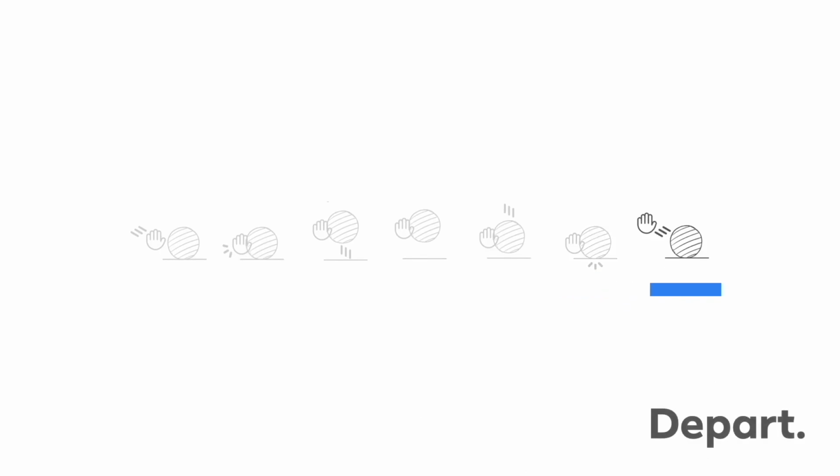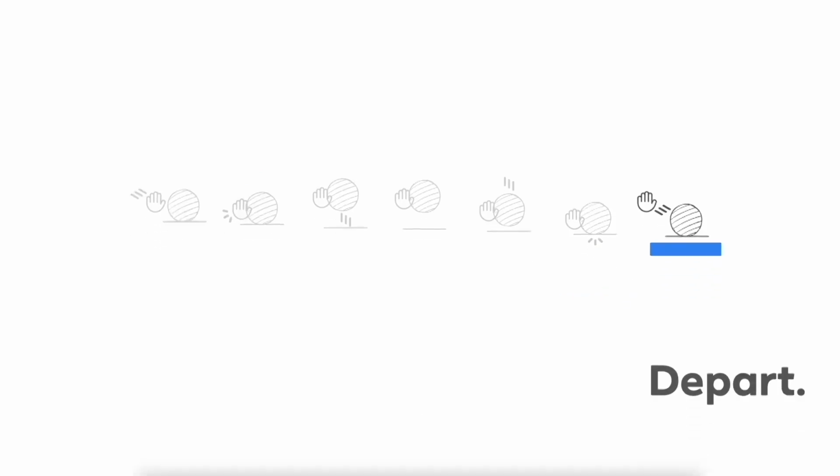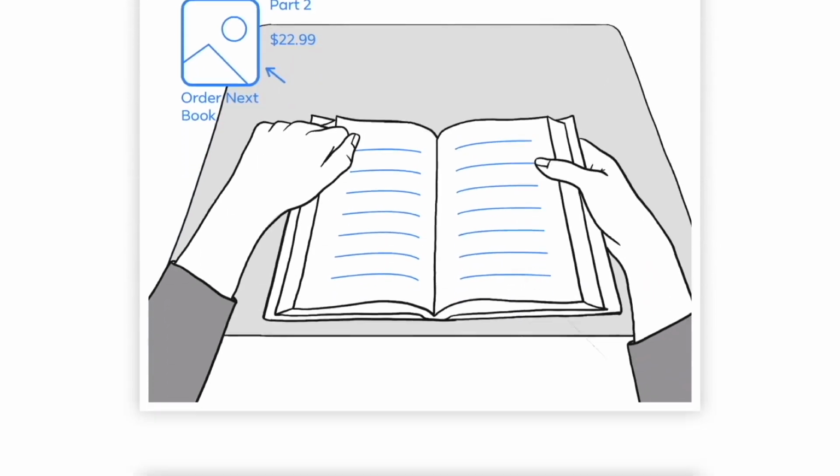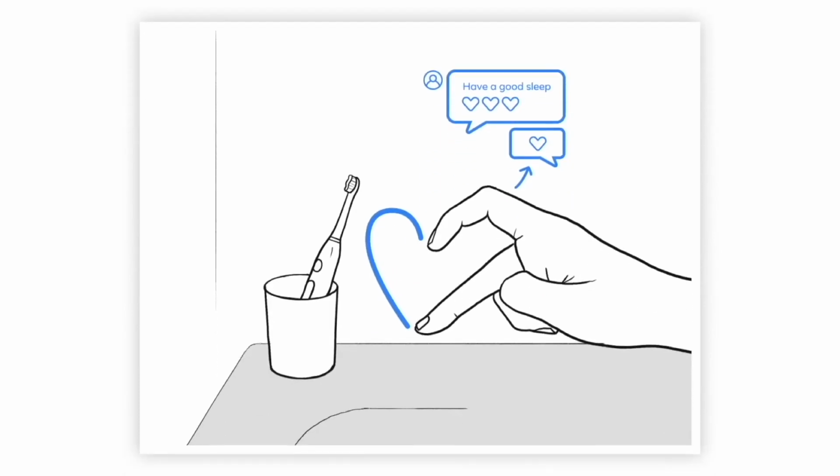Finally, the depart phase is opposite to the reach phase and takes place when the hand moves away from the object. After putting down a book, for example, the viewer may decide to pass their hand through a button to quickly order the next book in the series. Or, they might perform a heart gesture with their hands to quickly respond to a message.